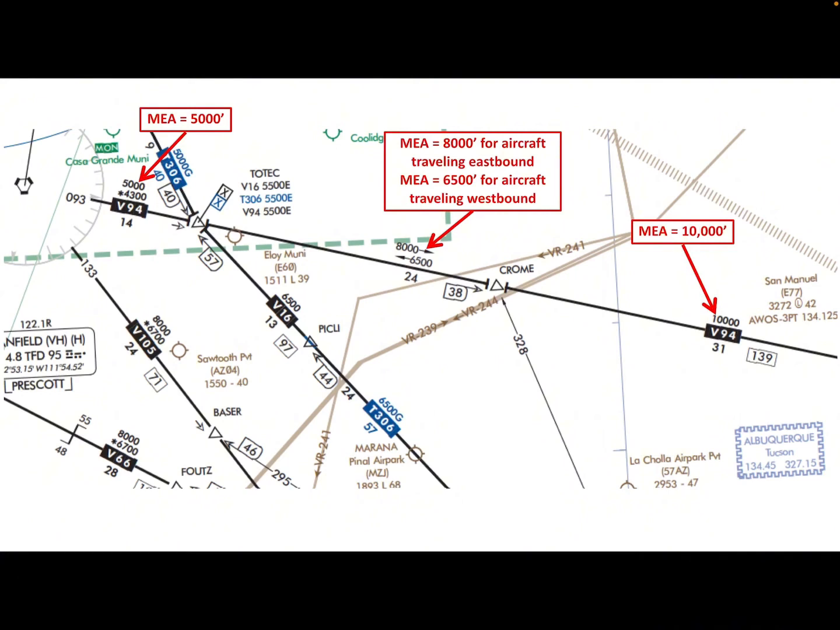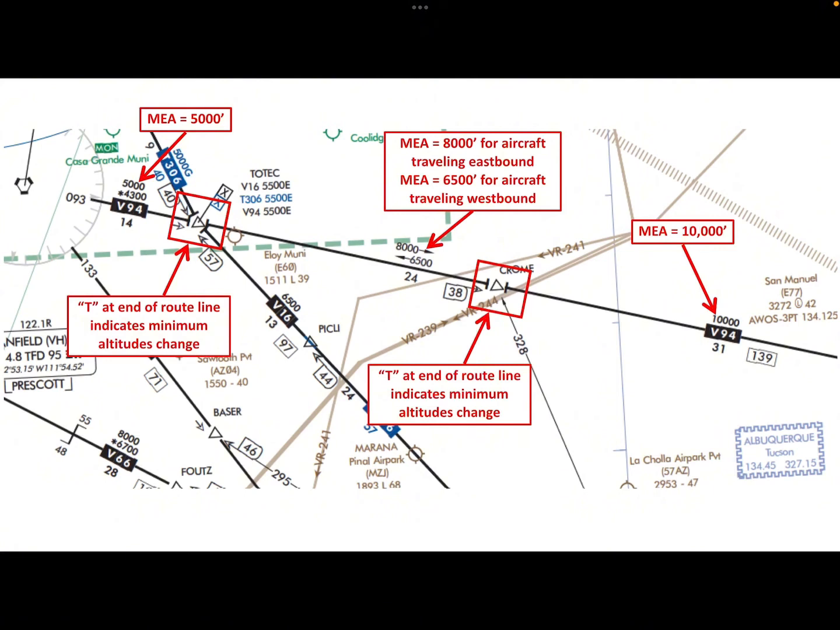Then in between each fix, the MEA changes. Over to the east side of the route, we have an MEA of 10,000 feet, and over towards the west side near the VORTAC, we have an MEA of 5,000 feet west of the Totec intersection.